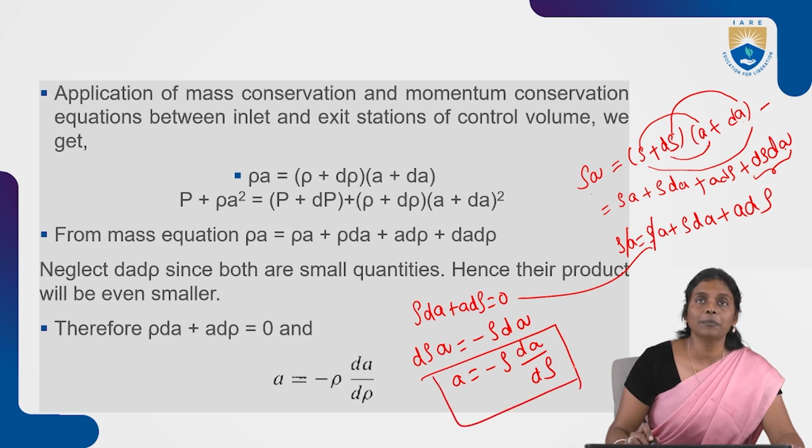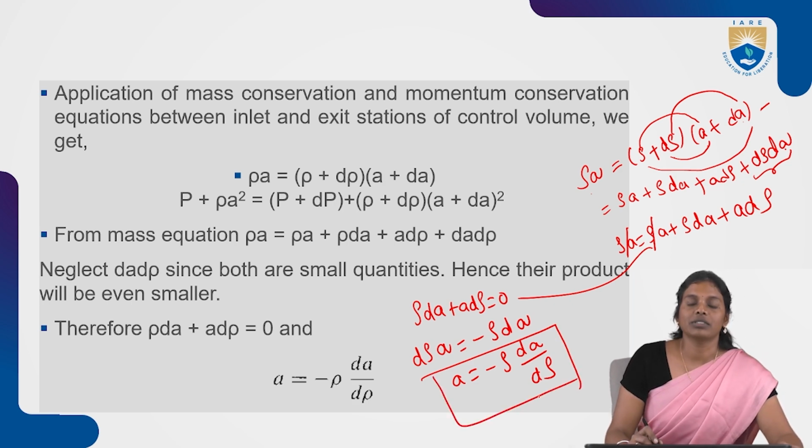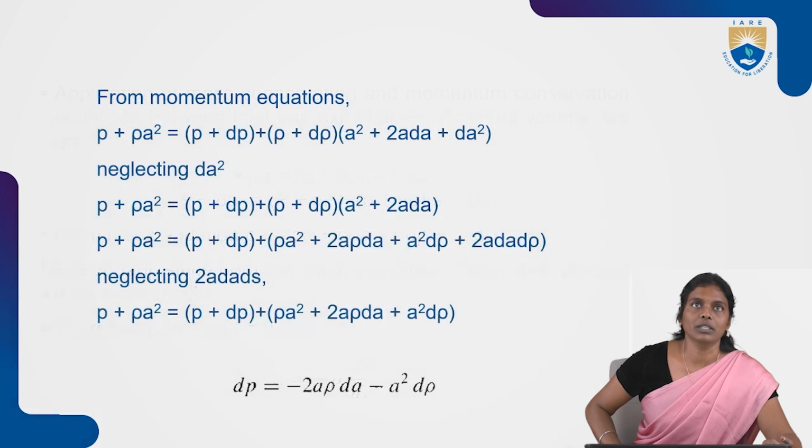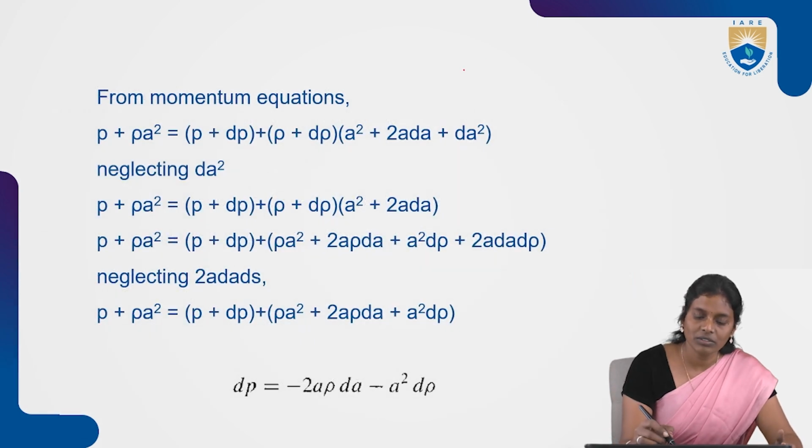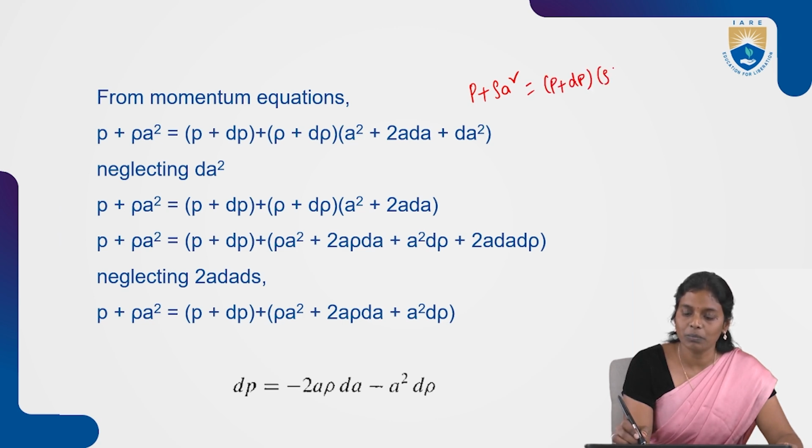Here A is nothing but the velocity which we are considering. So A equals minus rho into dA by d rho is the expression we got from the continuity equation. Similarly, the momentum equation: we have P plus rho A square at the inlet, and at the exit it is P plus dP plus rho plus d rho into A plus dA whole square. Now we are going to expand this.